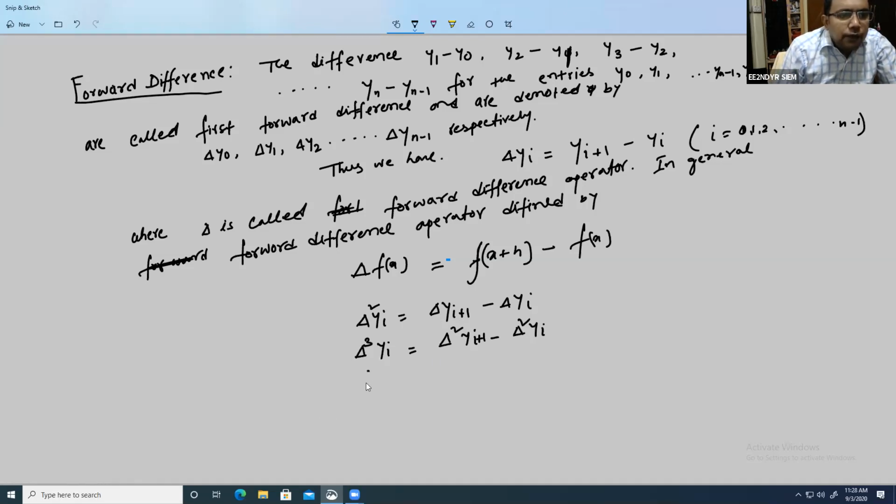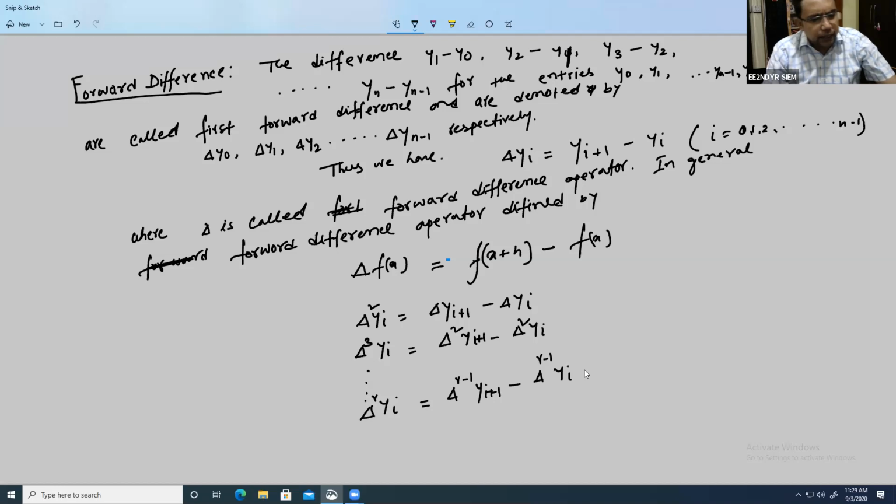So if anyone is interested in del to the power r yi, what will it be? When this is 2, this is 1. When this is 3, this is 2. So when this is r, it will be del to the power r minus 1 of y of i plus 1 minus del to the power r minus 1 of yi. So this is in general. You may like it or not like it.